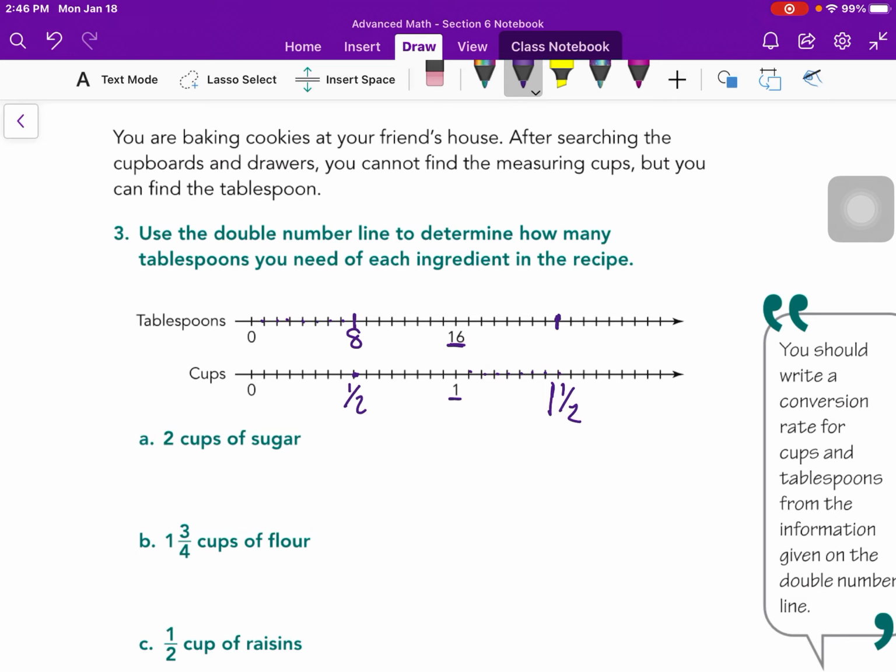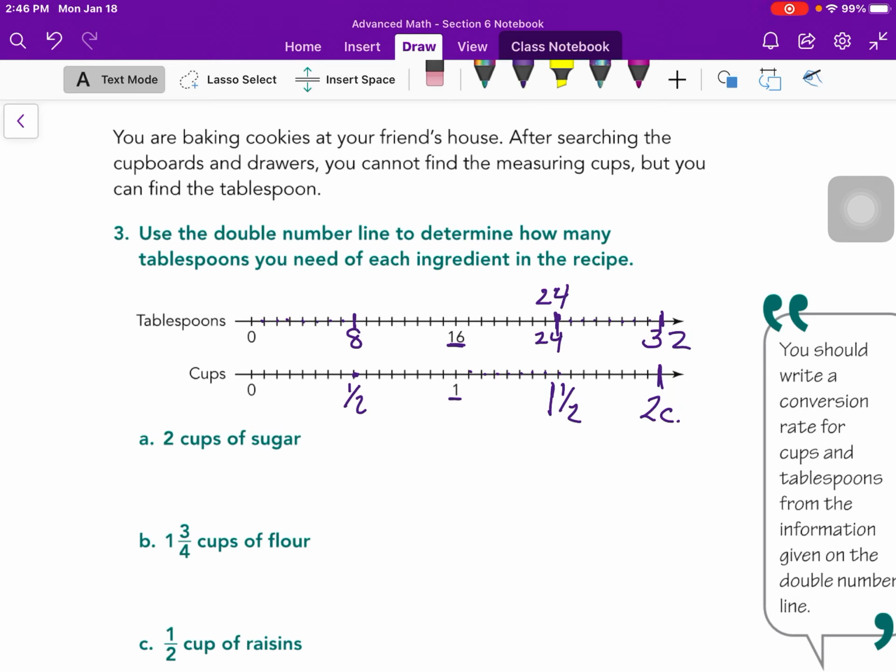And 16 plus 8 would be 24 tablespoons. Oh, I could label it down there. And then 1, 2, 3, 4, 5, 6, 7, 8. We'd be up to 32 tablespoons would equal 2 cups. All right, so we filled in some of these. Let's see if we can answer them.